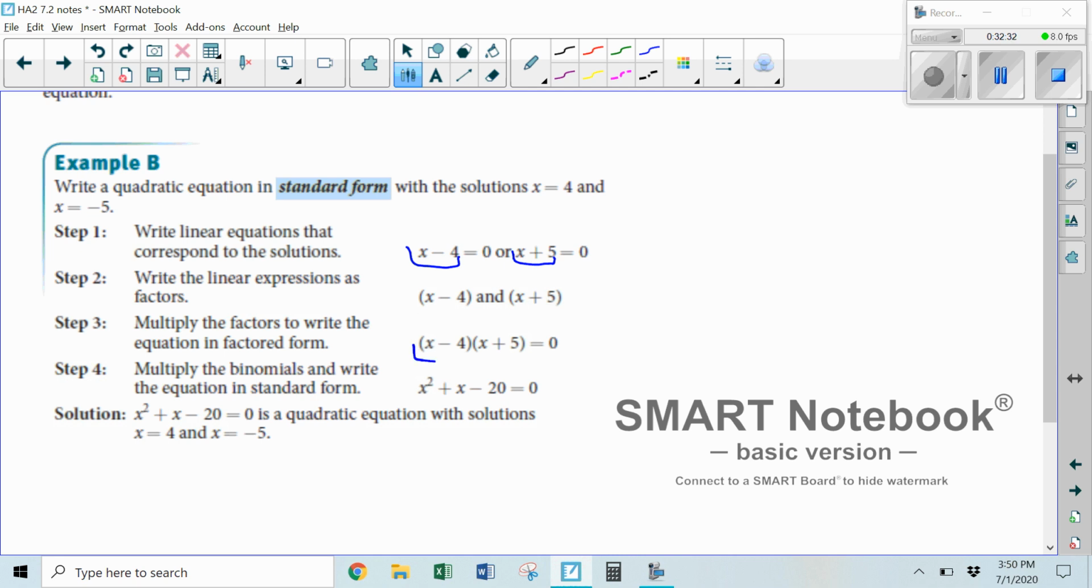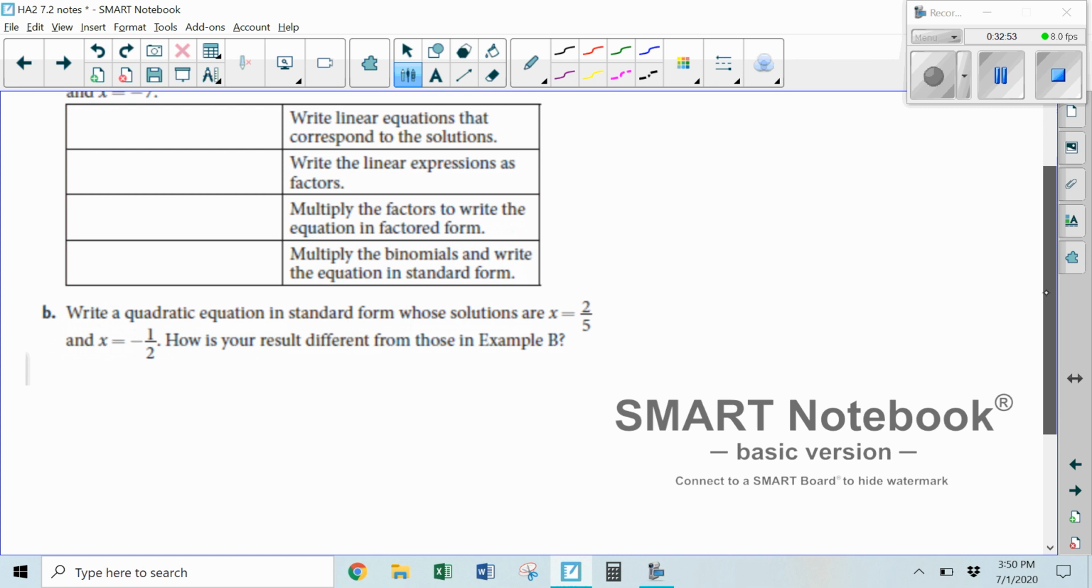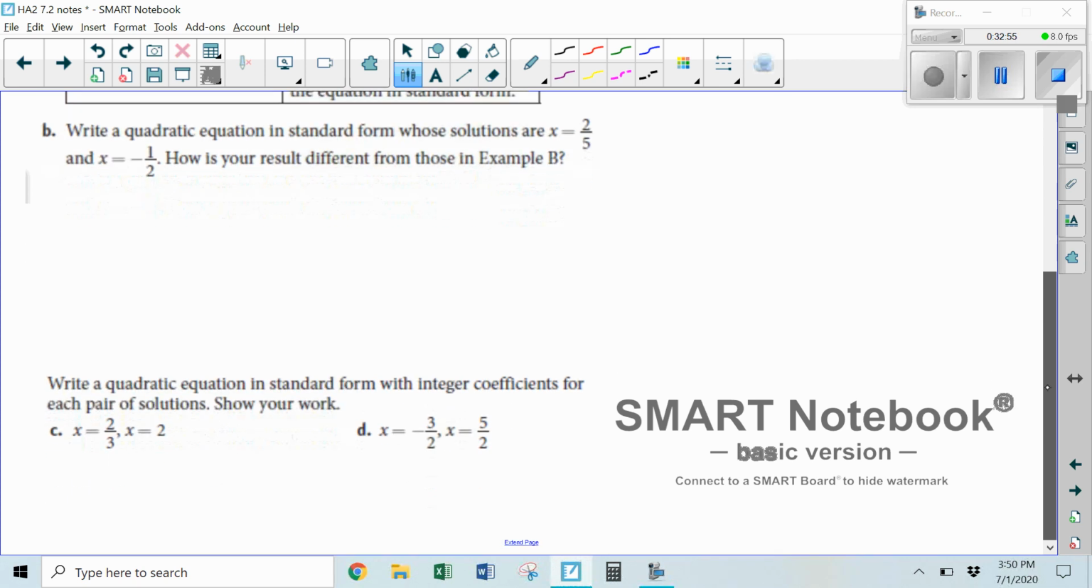And so you're going to write them being multiplied, and you're just going to distribute them out. So x squared plus 5x minus 4x minus 20 simplifies to this. This is your quadratic equation in standard form. Let's look at the next page, part B.